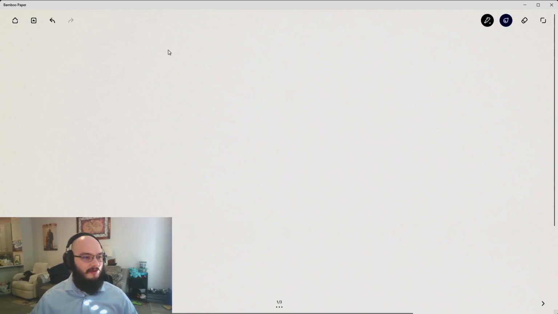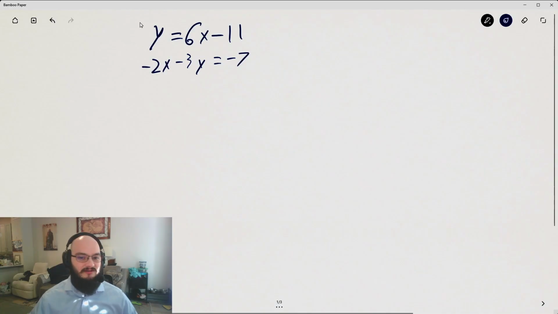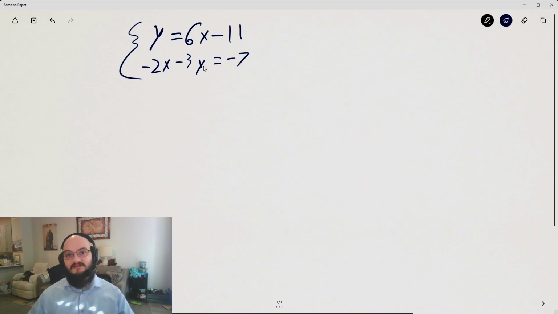In our first example, we're going to have y is equal to 6x minus 11 and negative 2x minus 3y is equal to negative 7. We already have y set equal to something. Since this y and this y are the same thing, that means this y is also equal to 6x minus 11. So we're going to take advantage of that fact and substitute that entire expression down into the y for our second equation. So that will look like this.